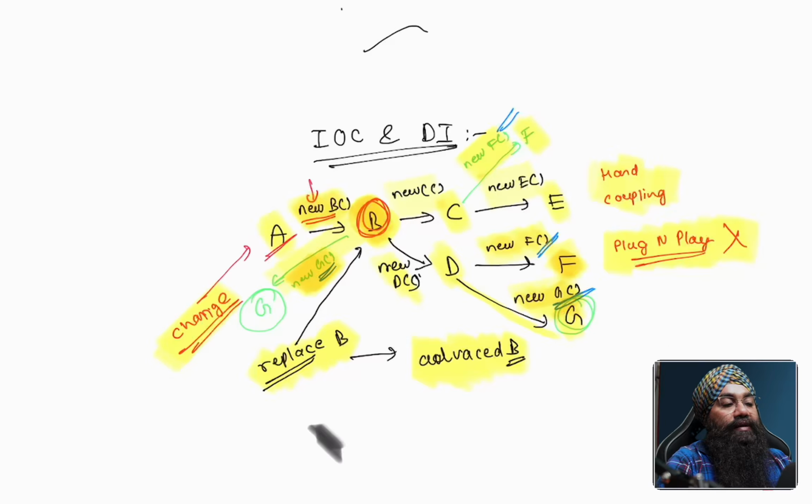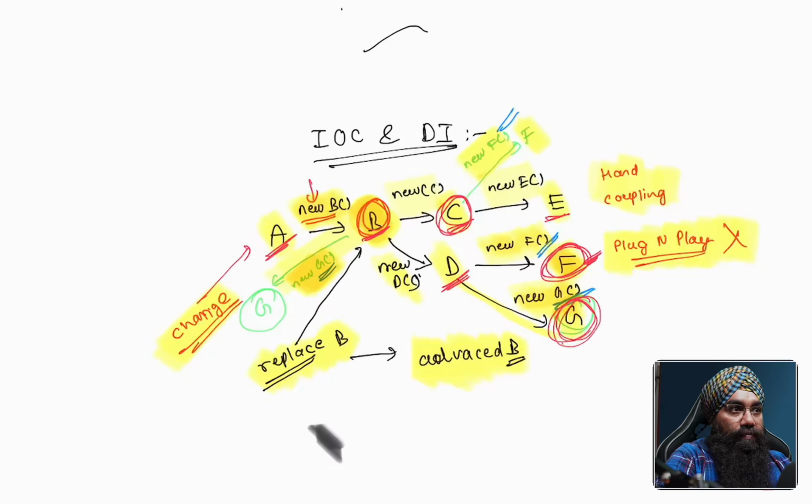If A requires B, it will give B to A. If B requires C, it will give C to B. If C requires E, it will give E to C. Whatever a class requires, it will give to it. So there will be only one copy of F. The same copy will be given to D and C. Both will receive the same copy of F. Similarly, there will be one copy of G. The same copy will be given to D and to B.